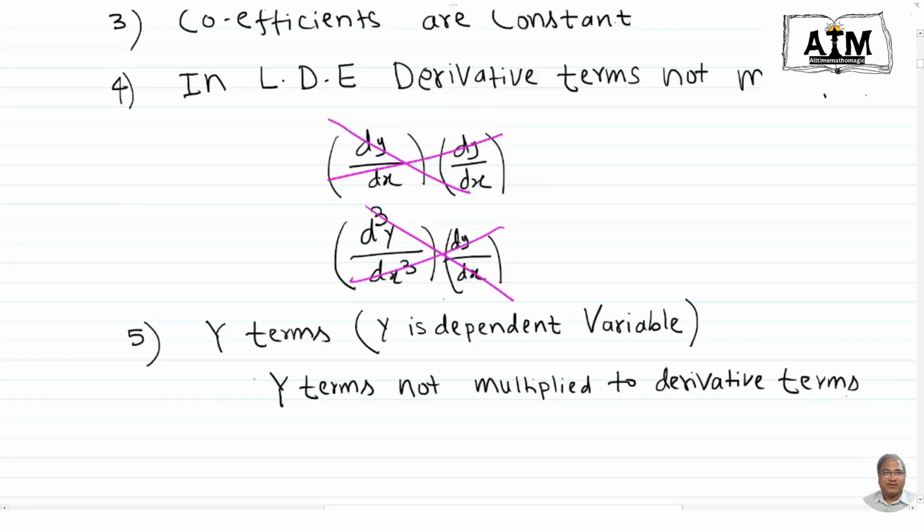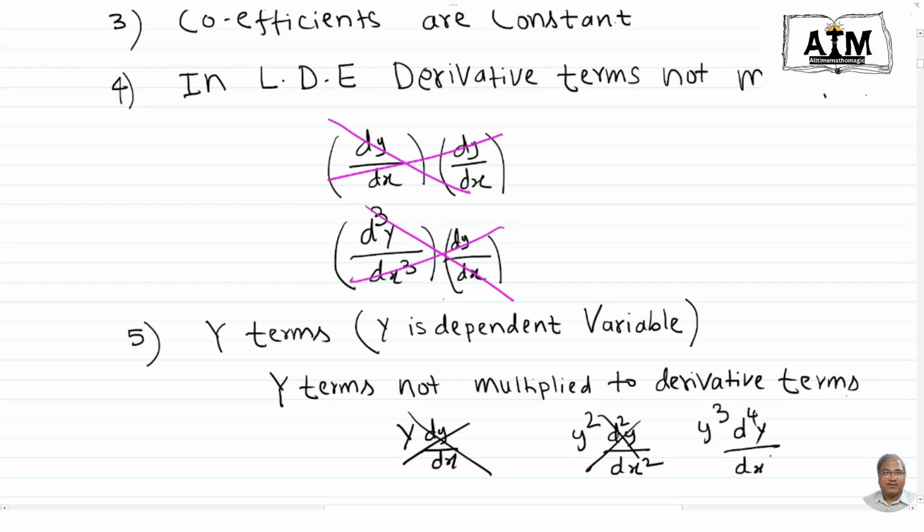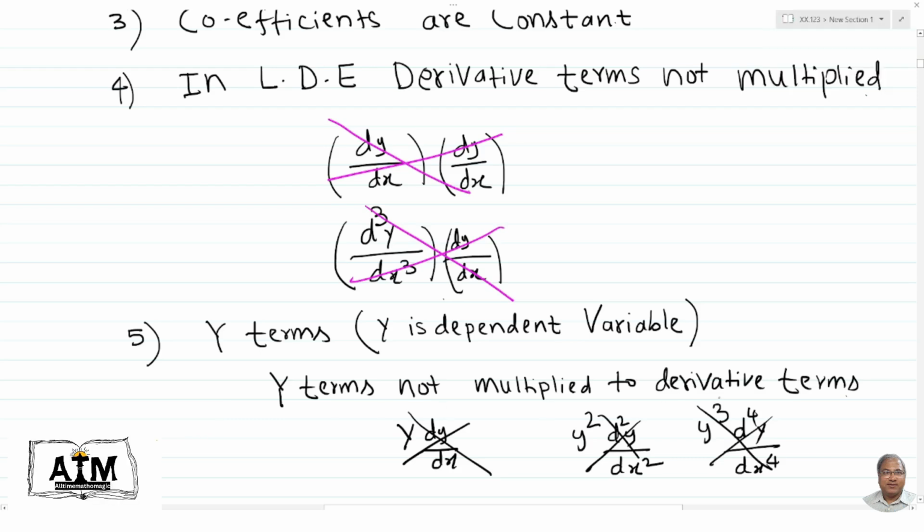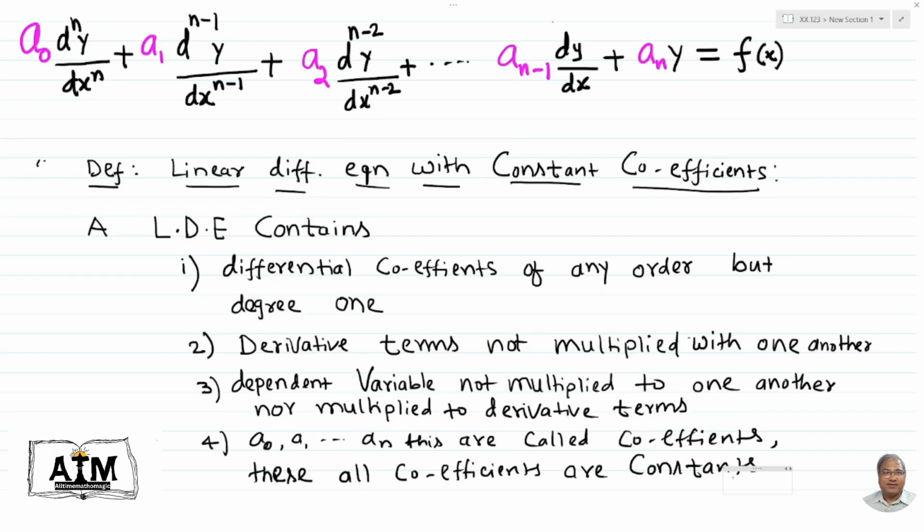In linear differential equations, y terms are not multiplied to derivative terms, that is, y multiplied by dy/dx is not allowed. y squared multiplied by d2y/dx2 is not allowed. y cubed multiplied by d4y/dx4 is not allowed. So in linear differential equations, y terms are not multiplied to derivative terms.